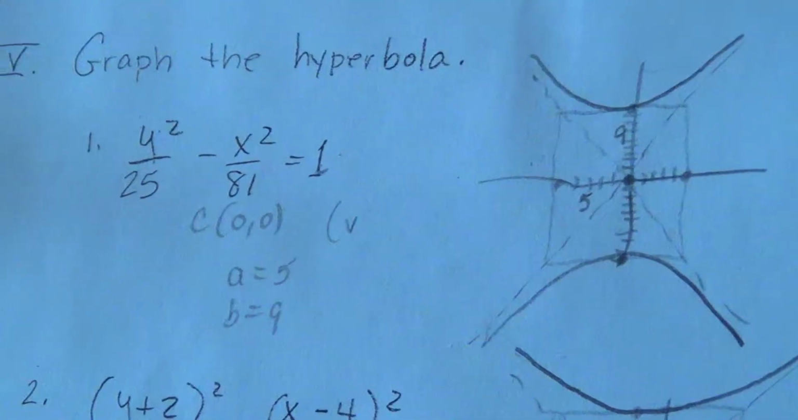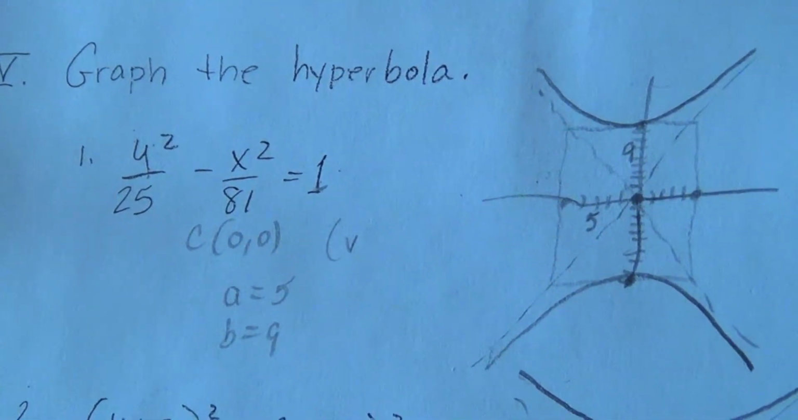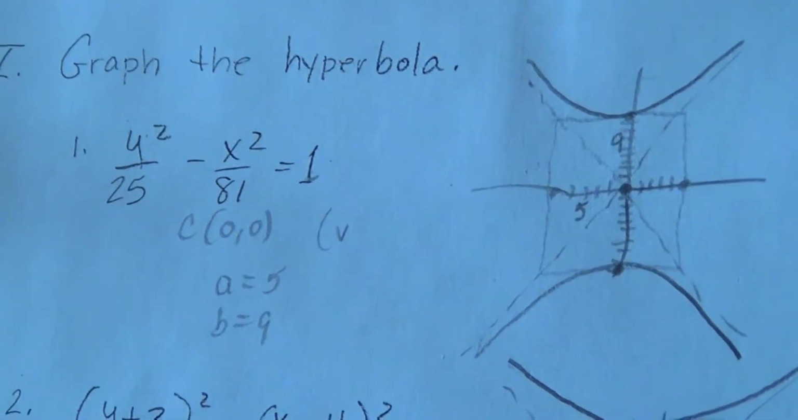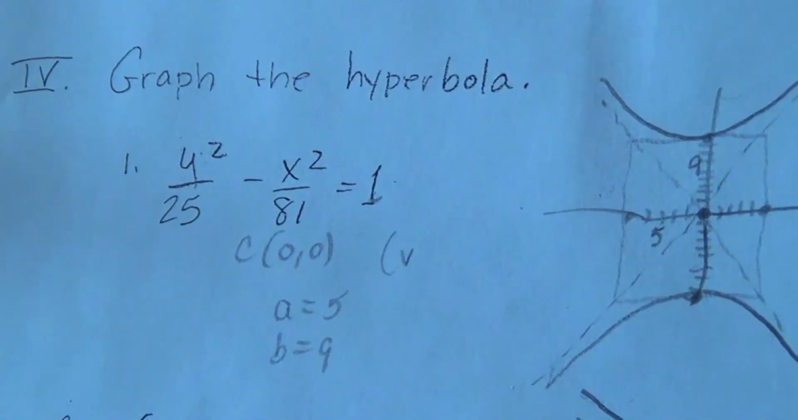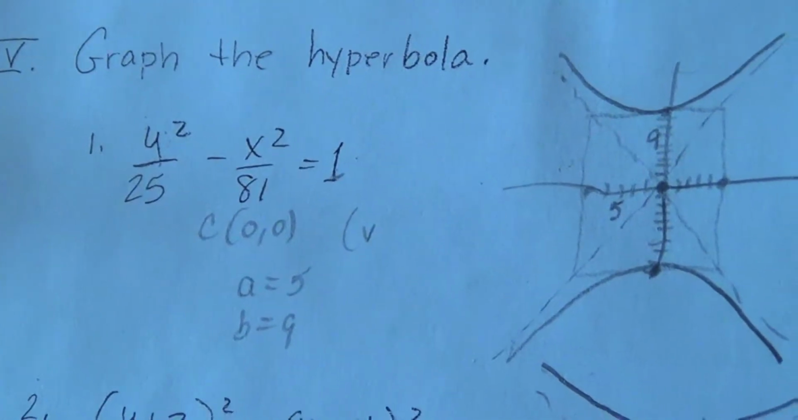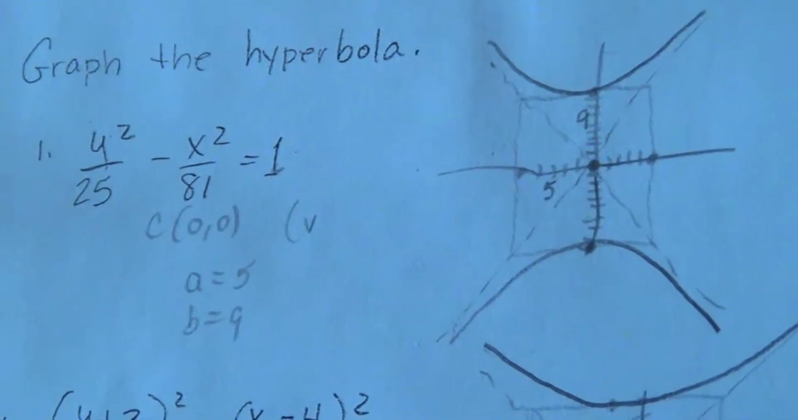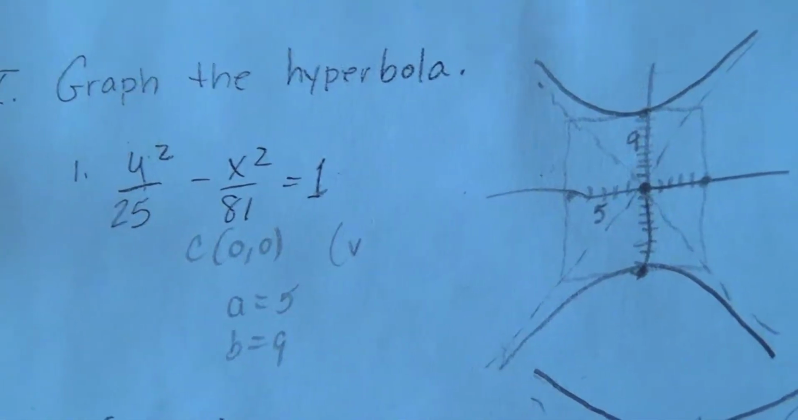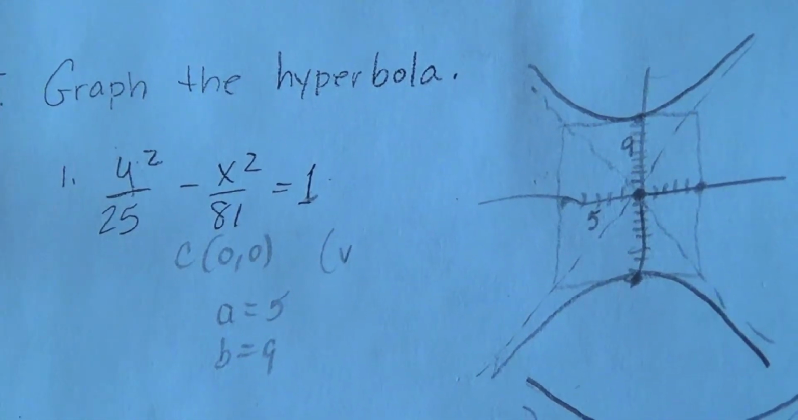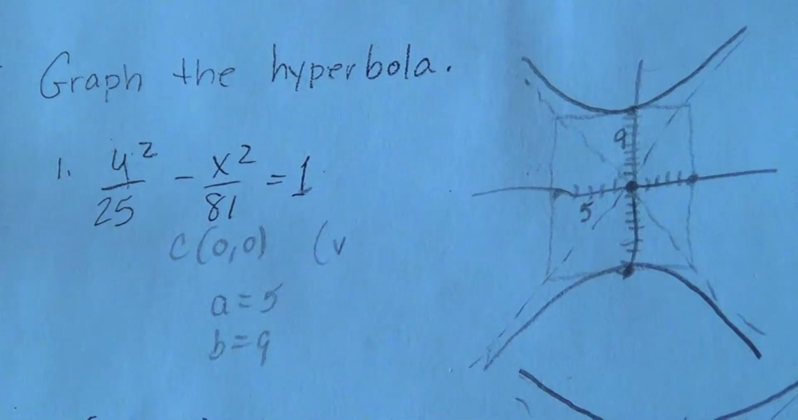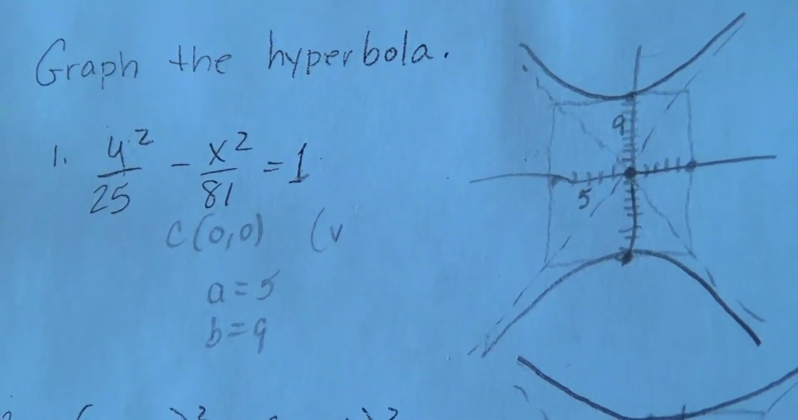All right, so from the center, did you go up 9 or 5? I went up 9. That's right, because I wrote that under here. Okay, so you go up 9 and down 9 and over 5 and over 5, make your box, and it is a vertical, so it's going to open up and down like that.